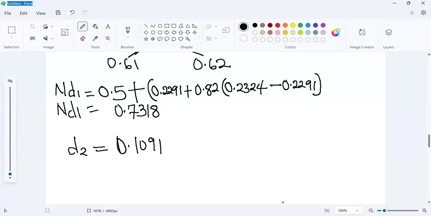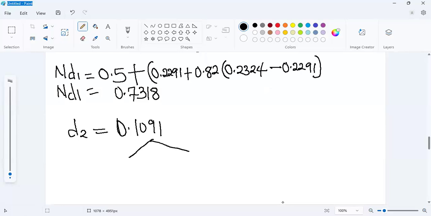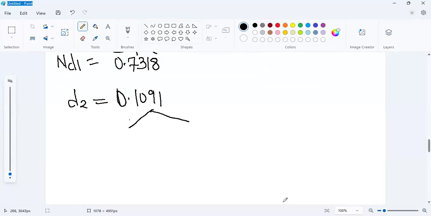Now, when you have your D2 figure, again, establish a range. This is the position of icon. A range: this number 0.1091 is between 0.10 and 0.11.